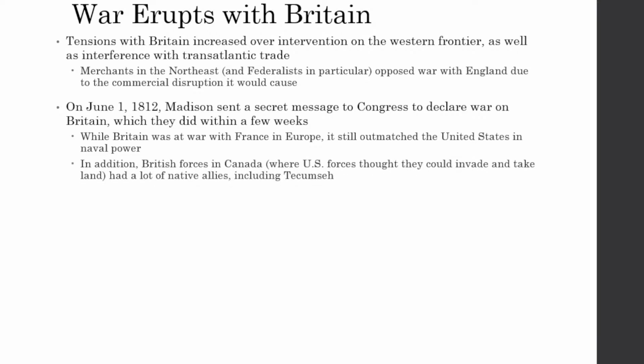Also, one of the reasons we went to war with Britain is we were wanting to capture Canada. We're like, we'll just take Canada. It's right there. There's nobody there defending Canada. There were more troops in Canada than we realized. And also, they had a ton of native allies because we kept running natives out of the U.S., and they just kept going north to Canada and biding their time, including Tecumseh.